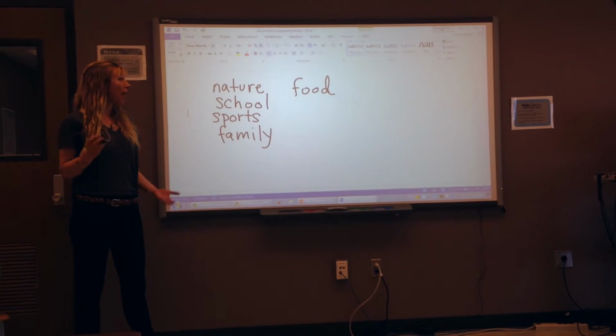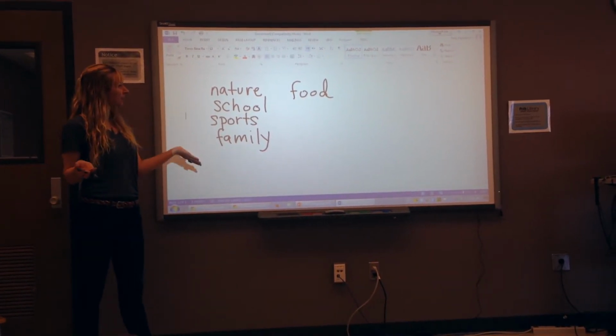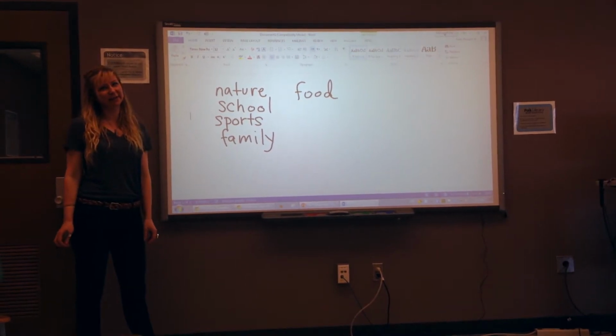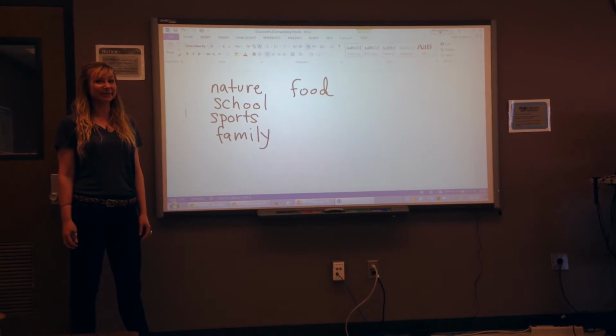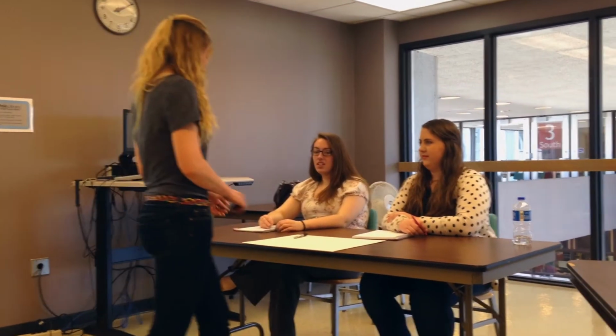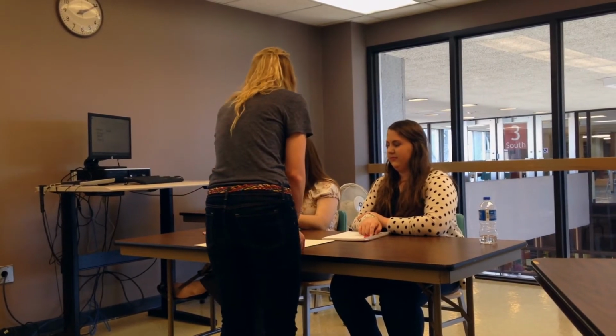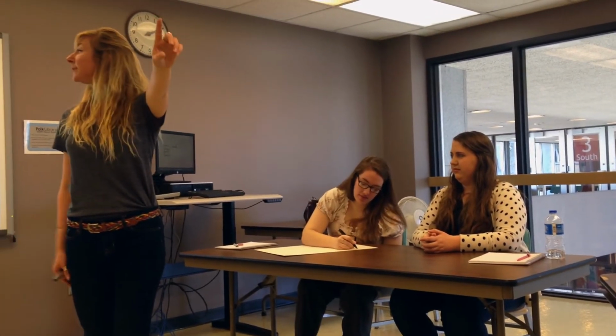All right, so all our culture as 3rd graders, we have a lot of different things in our culture, but these are some great examples that we can use for our murals. Let's get started. All right, so how about this table? We'll start with nature. So if one person could write the title on the top, that would be great. And you can do school, sports, family, and food.